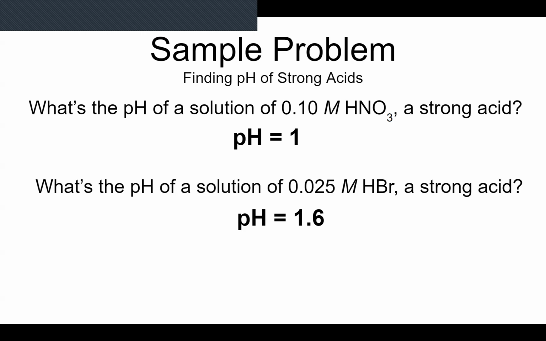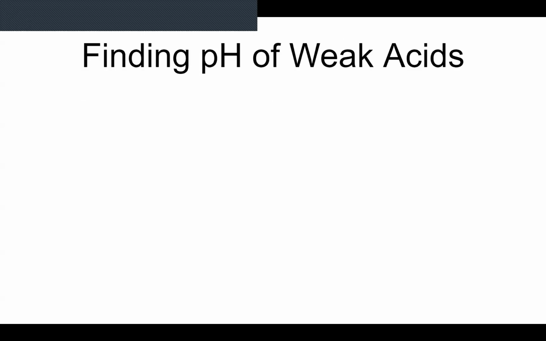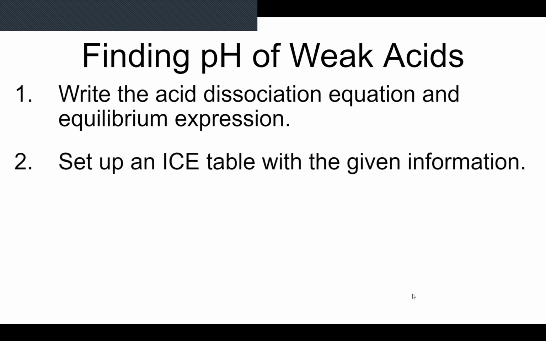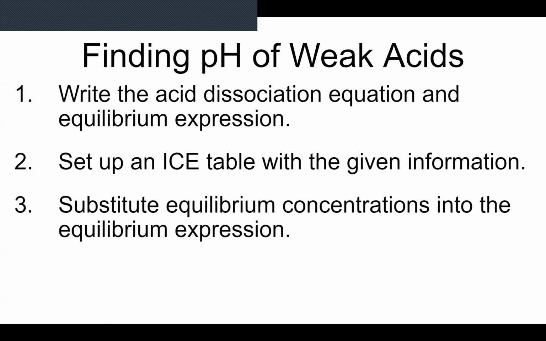Strong acids, very straightforward. Weak acids, a little tougher. To find the pH of a weak acid, we're going to start by writing the acid dissociation equation and the equilibrium expression. We're going to set up an ICE table. The problem will always give you enough information to set up an ICE table. Then we're going to substitute equilibrium concentrations into the equilibrium expression, and we're going to solve for whatever it asks.